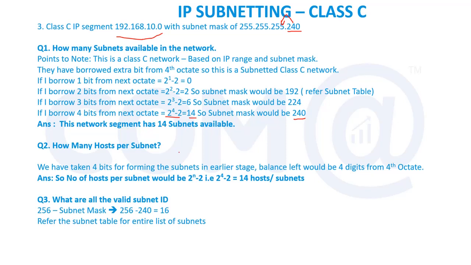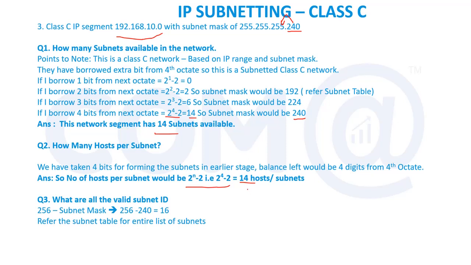So how many hosts will be there? Now I borrowed already 4 bits. How many bits left out for host? So only 4 bits. So number of hosts per subnet is again 14. So it means that I will have 14 networks. Each network will have 14 hosts inside it.